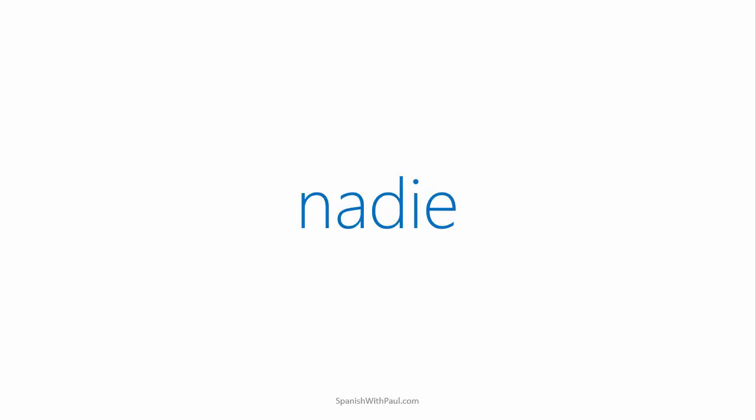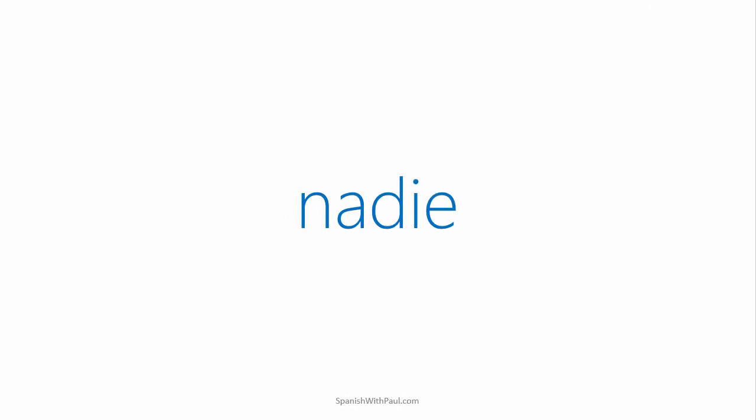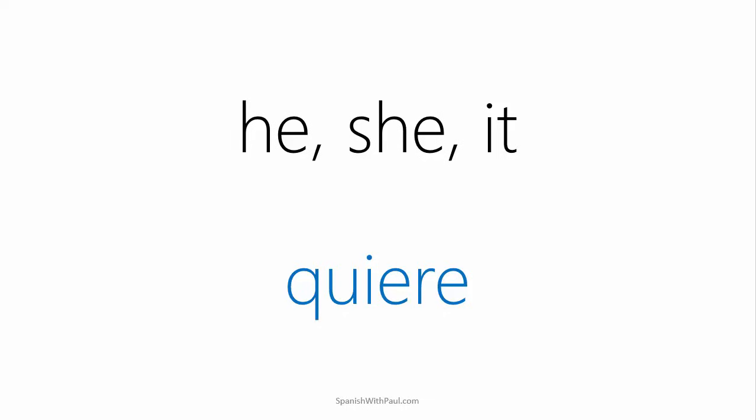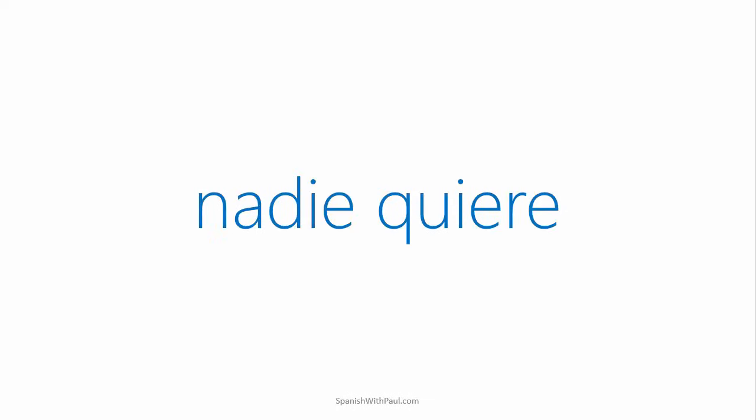It's nadie. We have 3 syllables. Na, and di, and e at the end. So nadie means no one or nobody. And this will take quiere just the same as he, she, or it. For example, to say nobody wants would be nadie quiere.